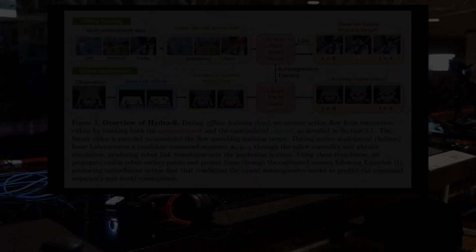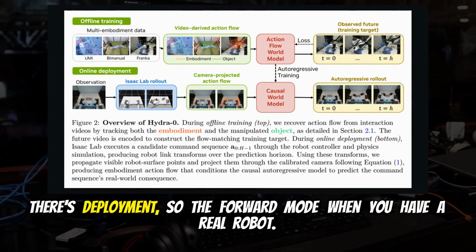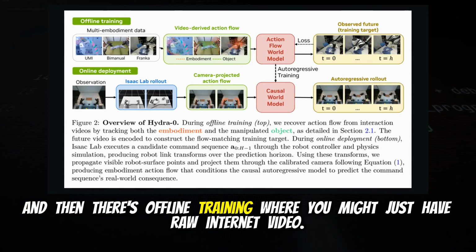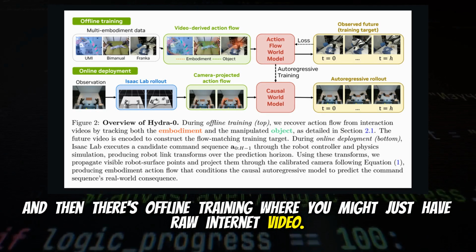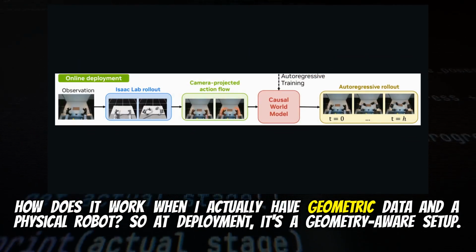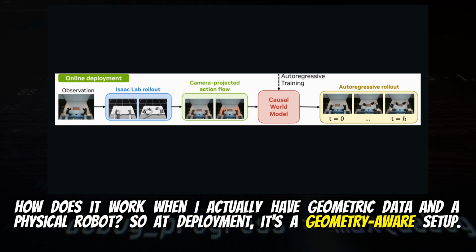Oh, they do. And the researchers split this into two distinct construction modes. There's deployment, so the forward mode when you have a real robot. Mm-hmm. And then there's offline training, where you might just have raw internet video. Let's start with deployment. How does it work when I actually have geometric data and a physical robot? So at deployment, it's a geometry-aware setup.